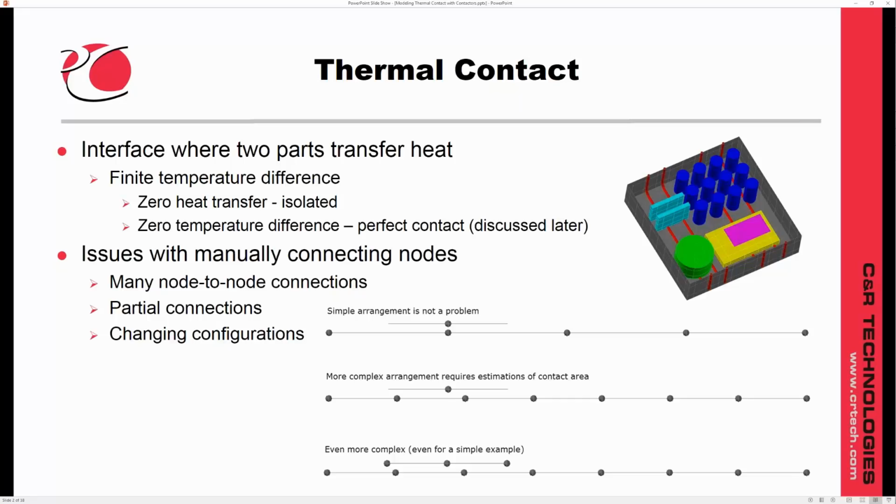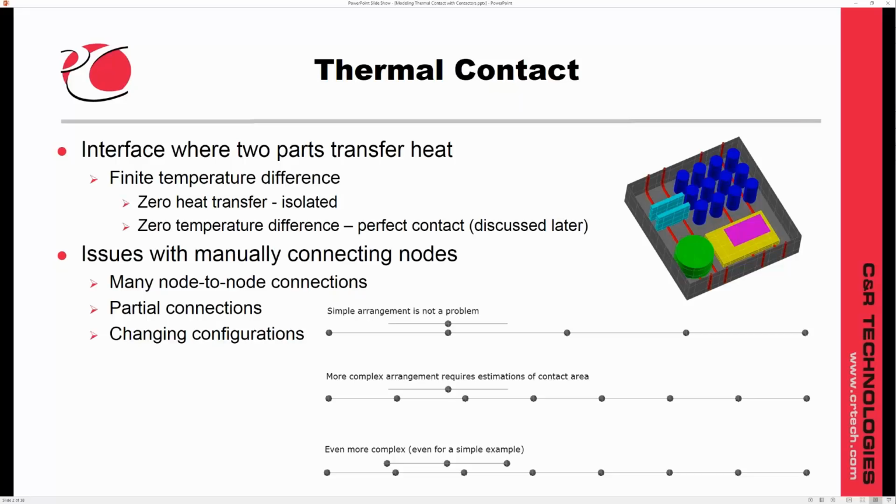And hooking things up manually, as in days of old, where you had to hook up node to node, can be very problematic. First of all, there's many node-to-node connections. Then you have to figure out any partial connections, where part of a node might be hooked up to part of another node. And then also changing configurations.